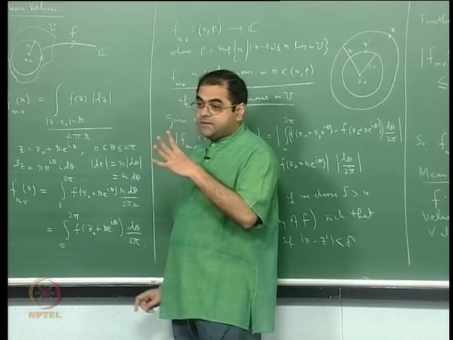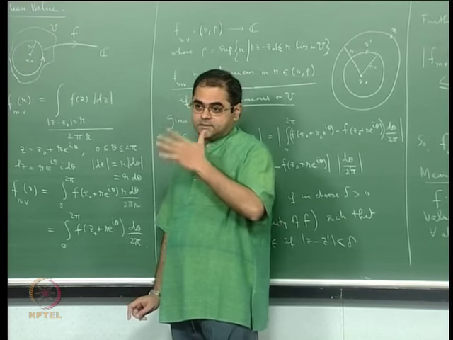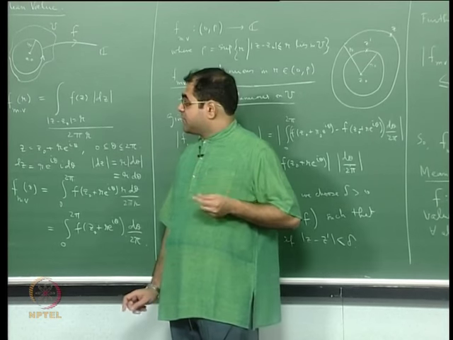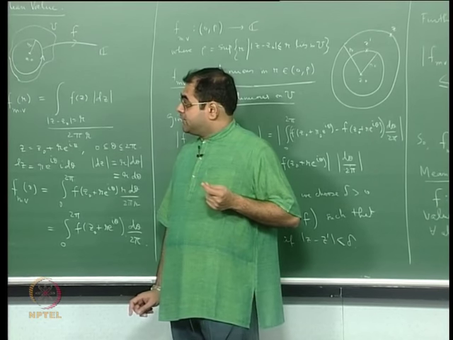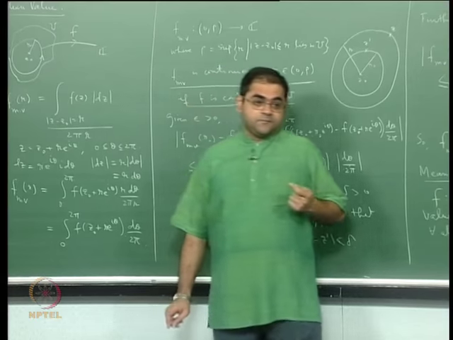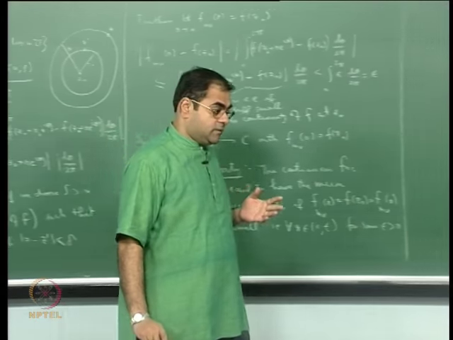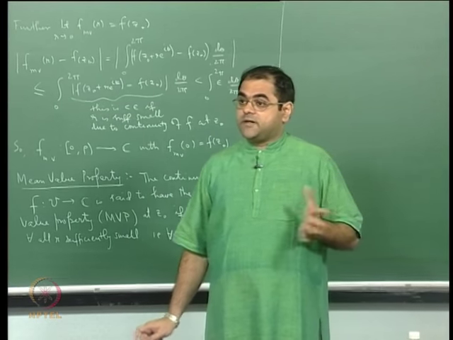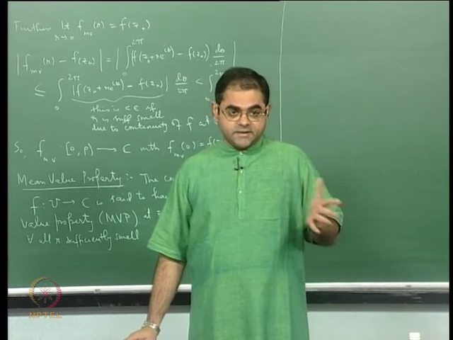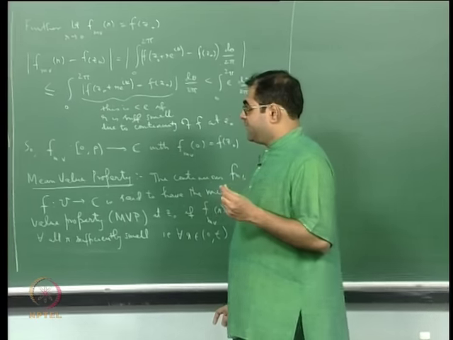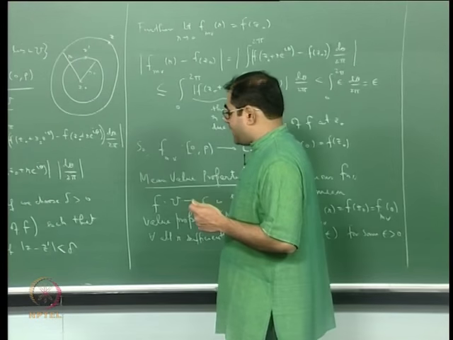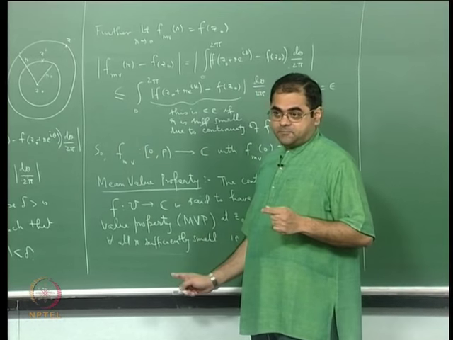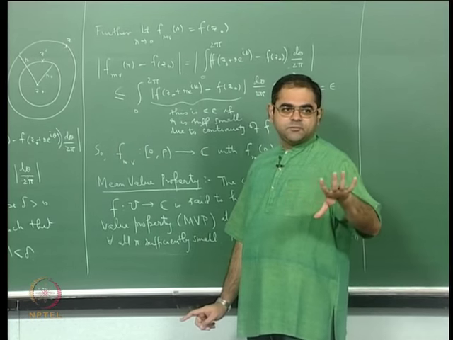And now comes the big theorem, really big theorem. A continuous function is harmonic if and only if it has the mean value property at every point. It's a terrific theorem because one part of the theorem says that if it is harmonic it has the mean value property. That's more or less easy to prove.